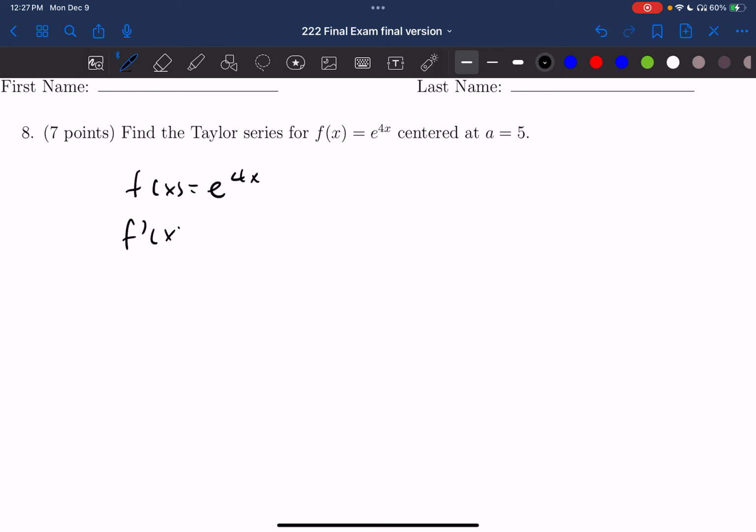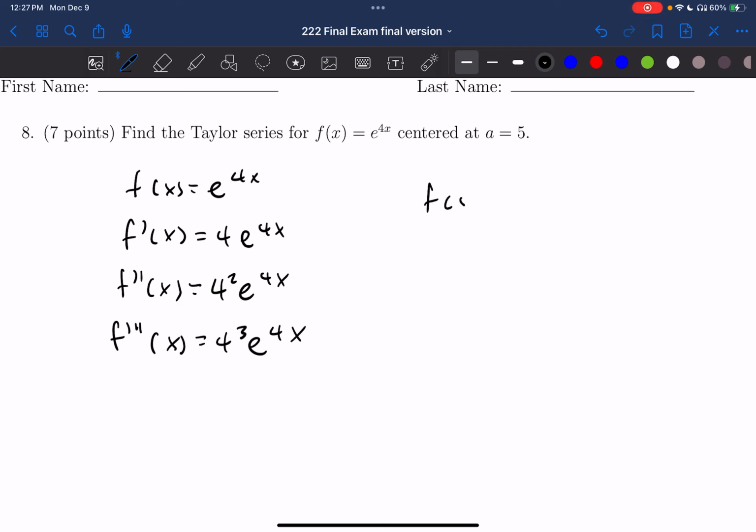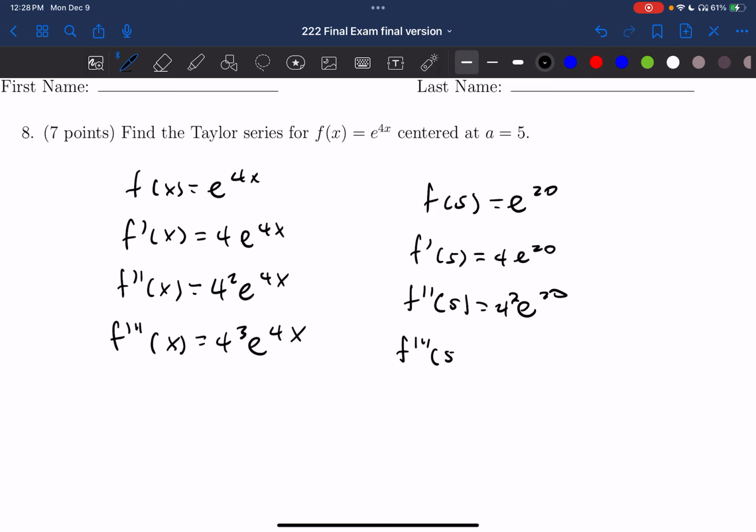So f prime of x will be equal to 4e to the 4x. F double prime of x will be equal to 16, which is 4 squared, e to the 4x. F triple prime of x will be equal to 4 to the third power e to the 4x. F of 5 will be equal to e to the 20. F prime of 5 will be equal to 4e to the 20. F double prime of 5 will be equal to 4 squared e to the 20. F triple prime of 5 will be equal to 4 cubed e to the 20.